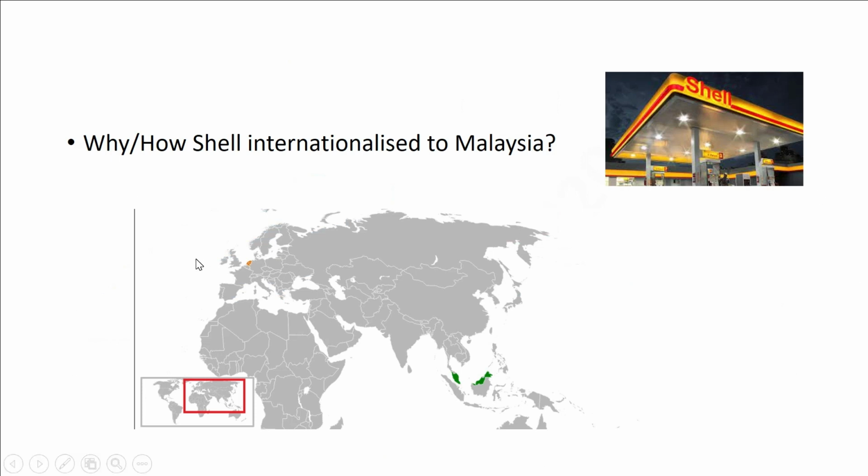Another case is, think about how and why Shell, the oil and gas company, internationalized to Malaysia. Kenapa dia nak datang Malaysia? We are such a small country, but we have rich resources in oil. So, they came to Malaysia because of the resources. But how they internationalize is through foreign direct investment. Kalau boleh nampak ada banyak petrol station dekat sini, tak mungkin Shell export minyak saja. Maknanya dia buat foreign direct investment. In return, apa yang dia dapat adalah Malaysia punya resources, minyak.